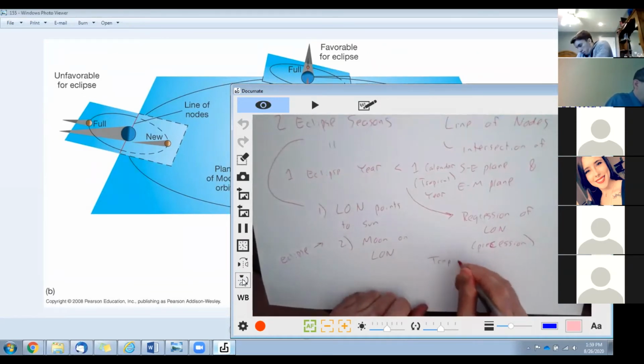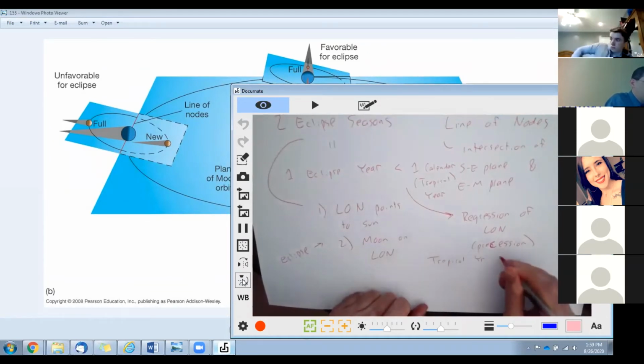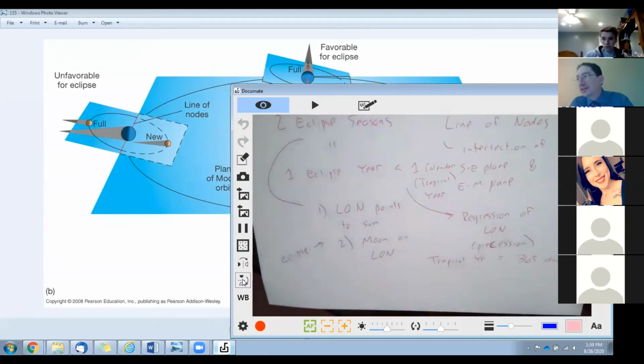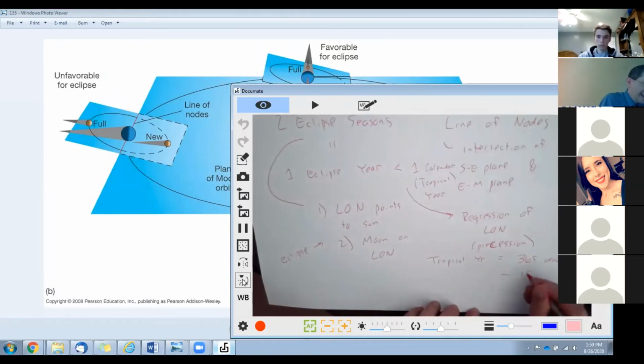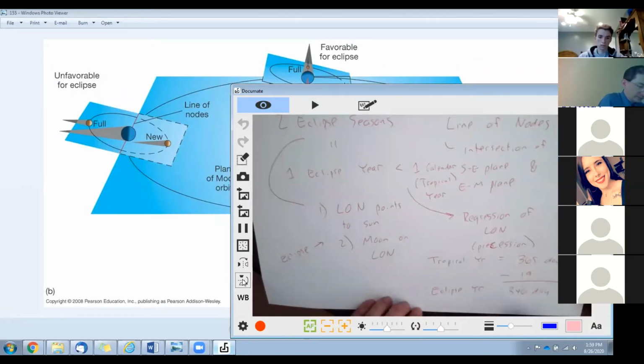So let's write some numbers down. The tropical year we know is 365 days. That's the calendar year. Technically 365 and a quarter. Actually a little bit less than a quarter, but about a quarter, and hence our leap years. And if we subtract 19 days off from this, then we're at 346 days, and this is our eclipse year. So a little bit shorter.